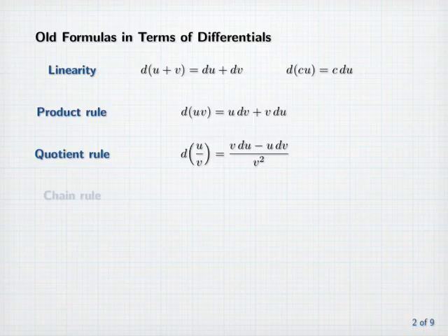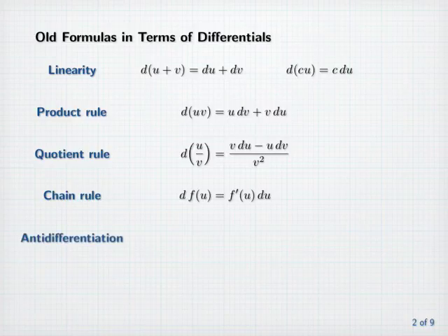Now let's look at the chain rule. The derivative with respect to x of f of u is f prime of u times du/dx. For differentials, the chain rule says that the differential of f of u is f prime of u times du. Notice this is essentially just the definition of the differential.